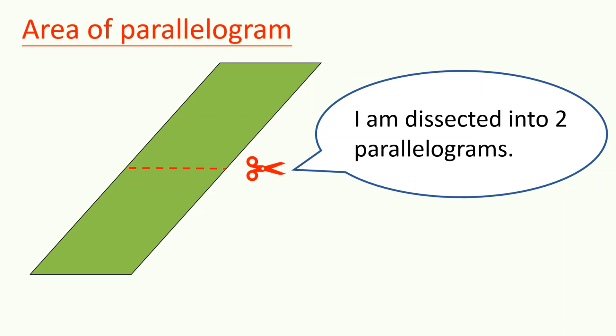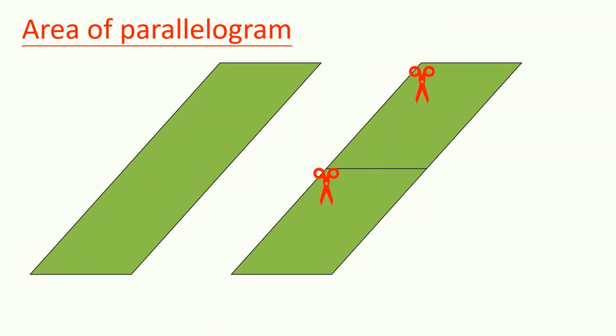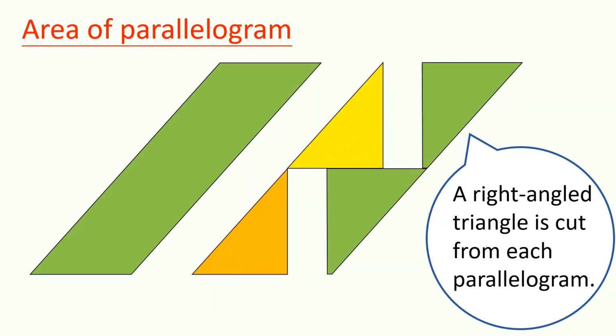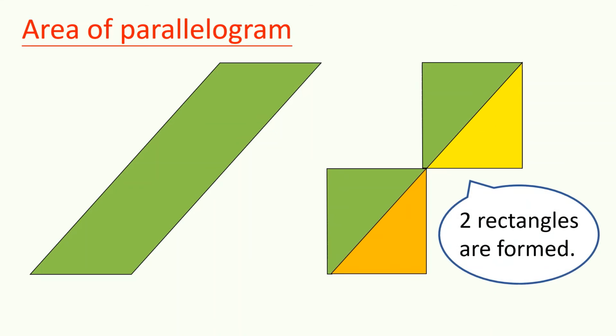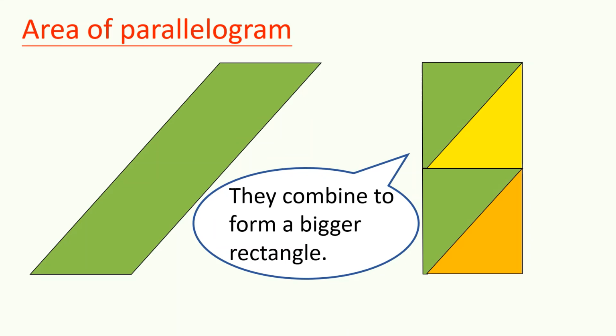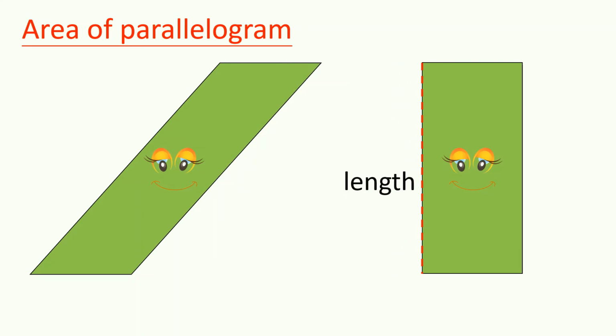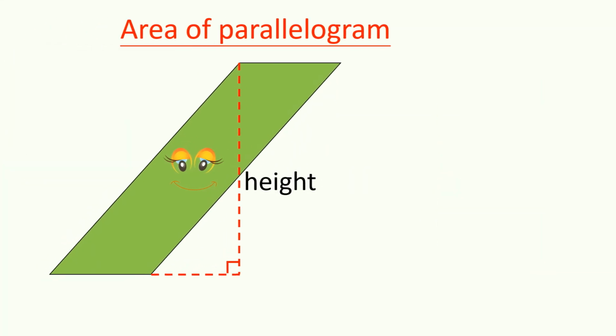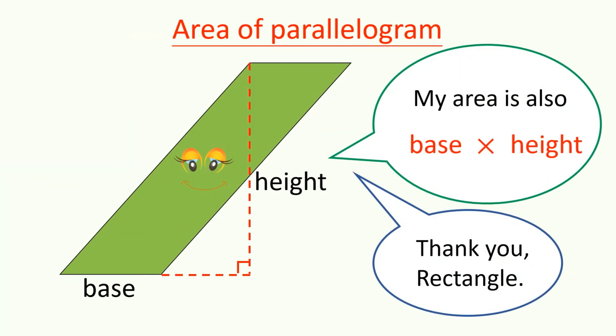I am dissected into 2 parallelograms. A right-angled triangle is cut from each parallelogram. Two rectangles are formed. They combine to form a bigger rectangle. My height is equal to the length of the rectangle. My area is also base times height. Thank you, rectangle.